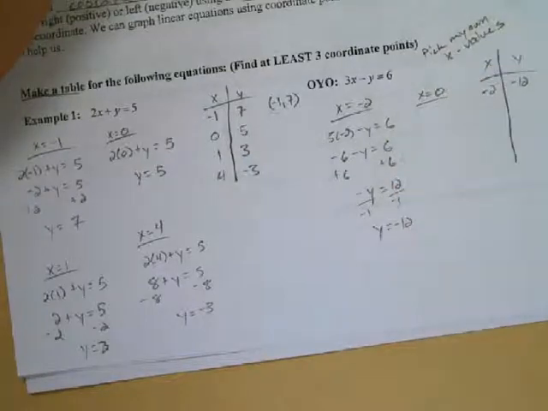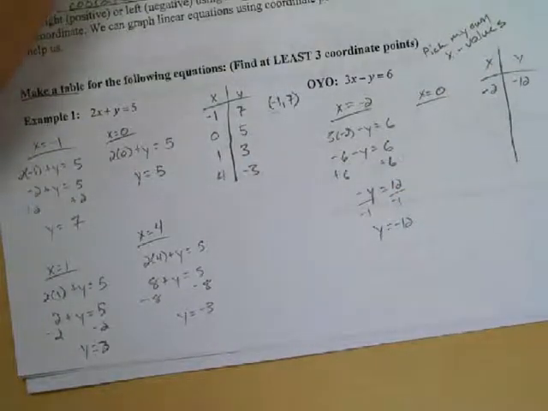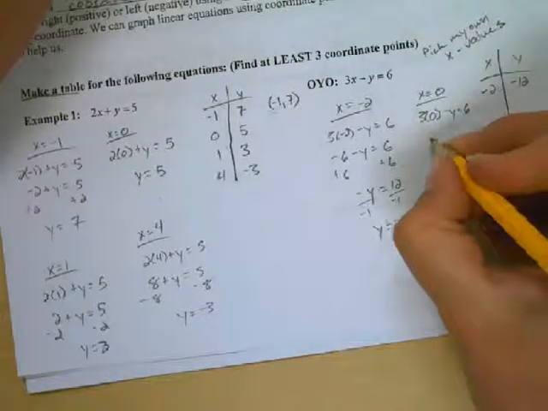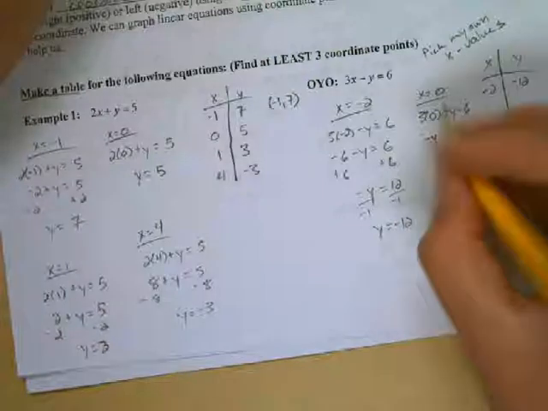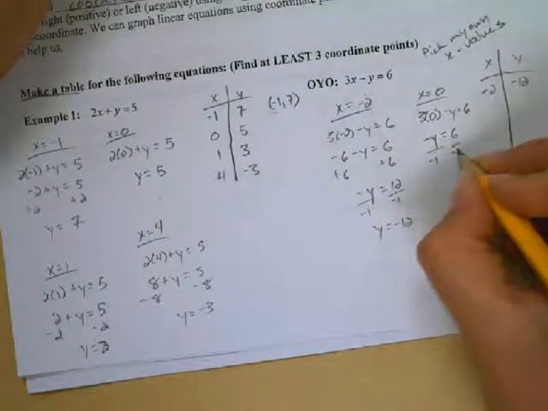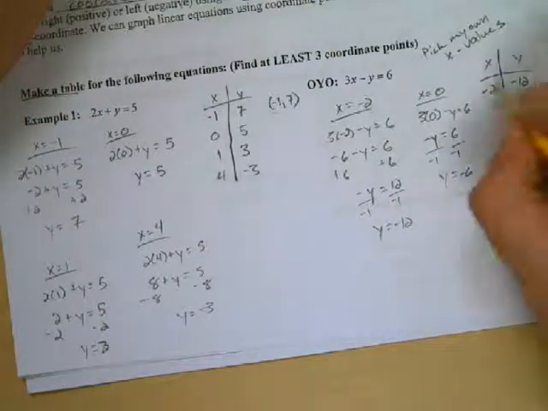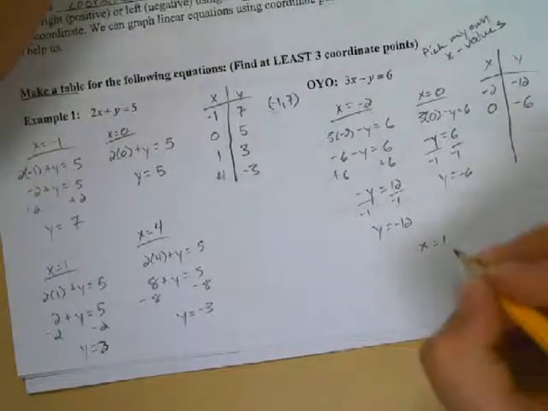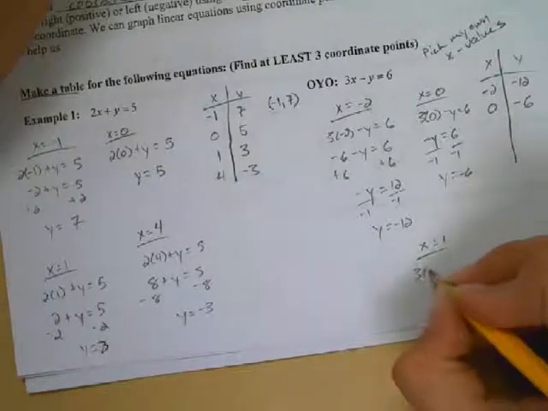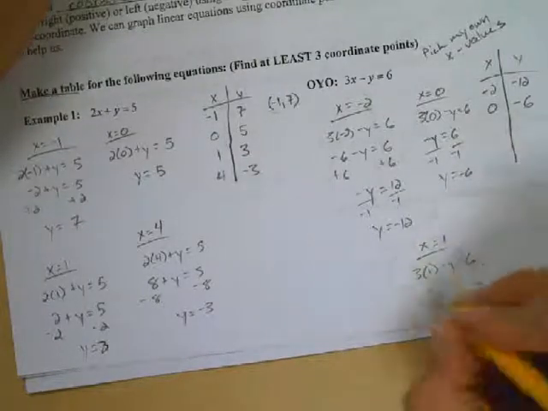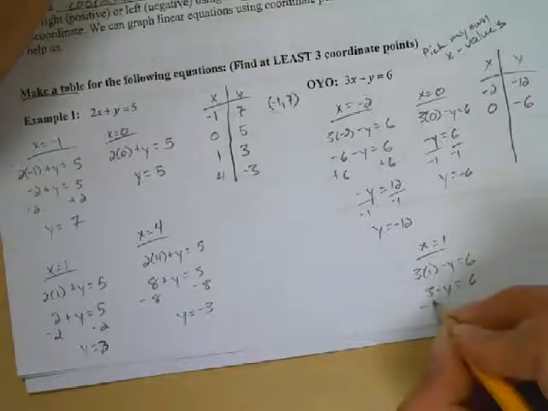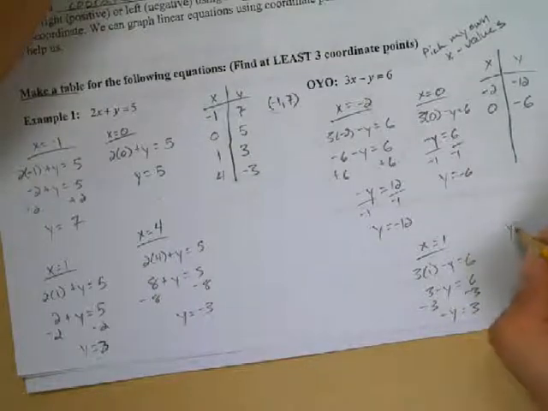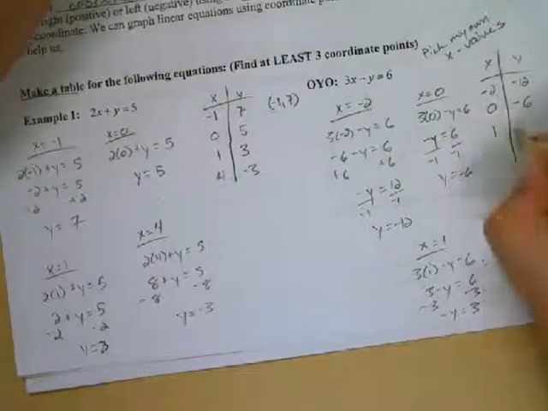I'll just pick 0. Again, you can use any numbers you want. I like to use 0 because it's easy. 3 times 0 minus y is 6. So I get -y equals 6. So divide by -1. So y is equal to -6. So when x is 0, y is -6. I need one more. I'll go with x is 1. 3 times 1 minus y is 6. 3 minus y is 6. Subtract the 3. Negative y is equal to 3, which means that y is equal to negative 3. So when x is 1, y is negative 3.